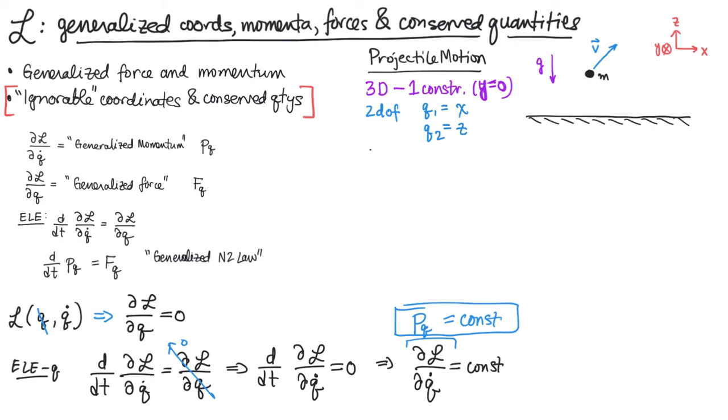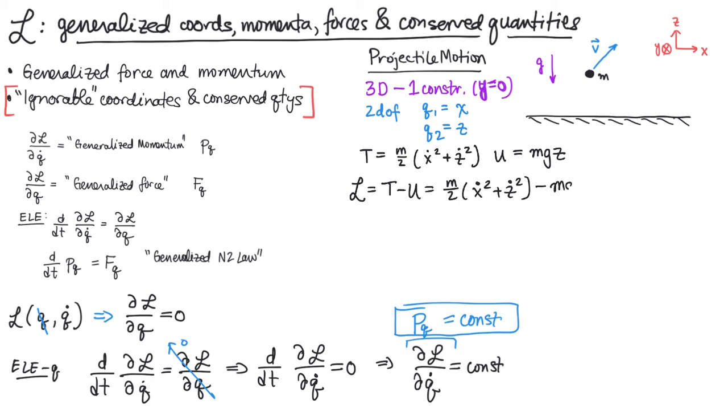We can write down T as m over 2 times (x dot squared plus z dot squared), and we can write down U, which is mg times the height. The height is z, so our potential is mgz. So now we construct the Lagrangian. It's T minus U: m over 2 times (x dot squared plus z dot squared) minus mgz.